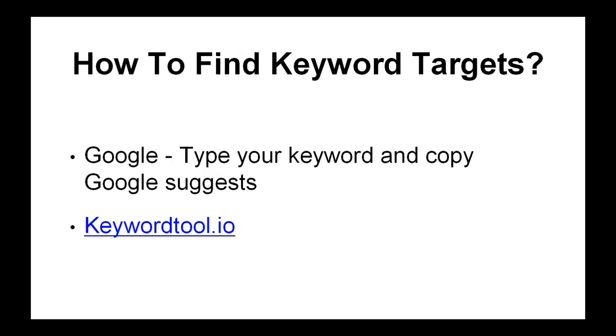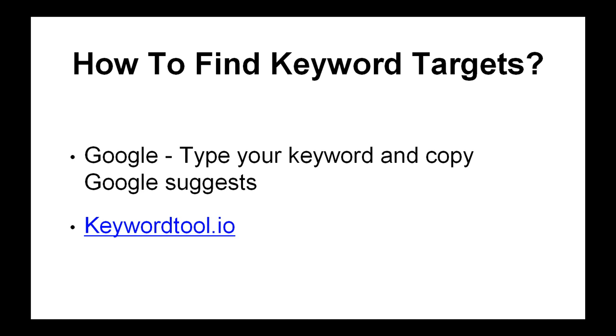Now that you know the difference between keyword targets and URL targets, I'm going to show you how to find keyword targets first, and then URL targets. Let's start with keyword targets. To get keywords to use for your PPV campaign, first you have to type your keyword on Google. And when you type your keyword, Google will give about 9 other suggestions. So what you need to do is to copy them, then save them in a text file on your device.